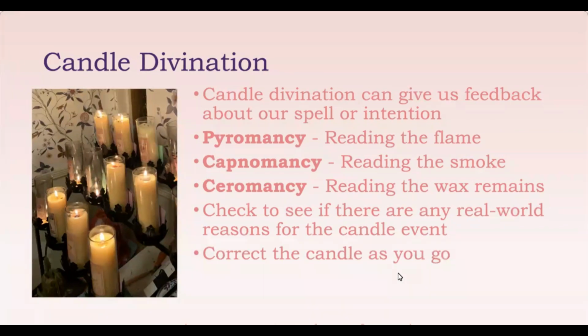With any spell, I believe that you should correct the candle as you go. So if you see a flame that's burning very low, you can pour off some of the candle wax or cut a channel in the candle wax so that the candle burns with a higher flame. If the flame is too high, you can trim back the wick and so on. So correct the candle as you go so that it has an ideal burn.